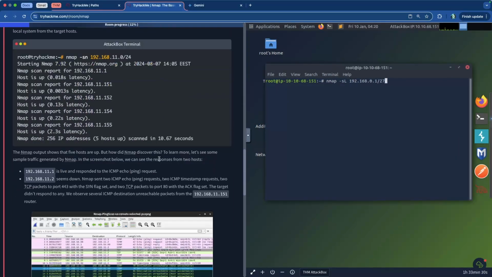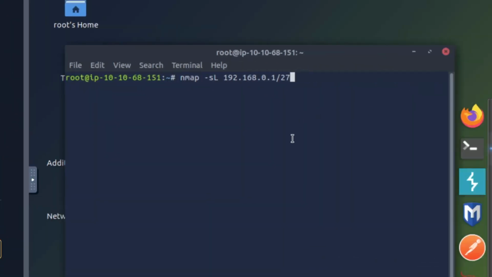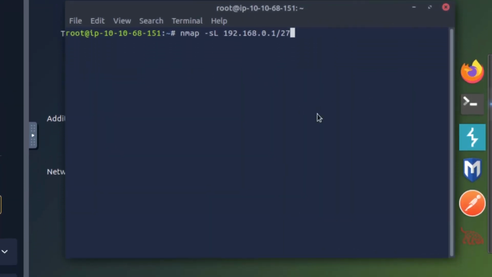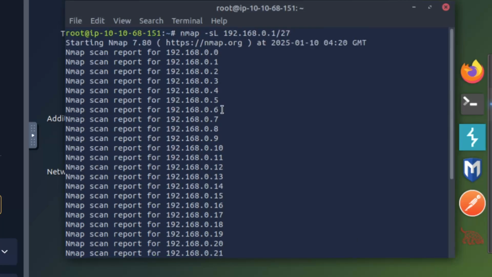So it's not going to run the scan. That's the one thing that we did get. But it is going to list whatever is available for us when we actually type this type of command out here. So I'm just going to press enter, and it's going to give me the last one, which is going to be .31. And it says 32 IP addresses. And this is what's very interesting to me.